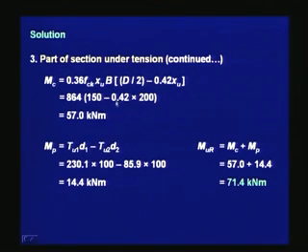MC, we can substitute the values, and that is equal to 57.0 kilonewton meter. MP is equal to 14.4 kilonewton meter. Thus MUR is the summation of MC and MP, which is equal to 71.4 kilonewton meters.